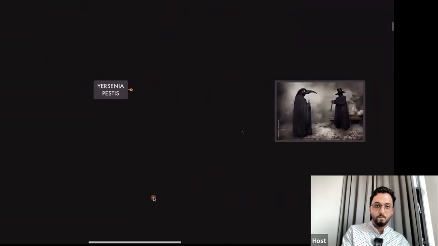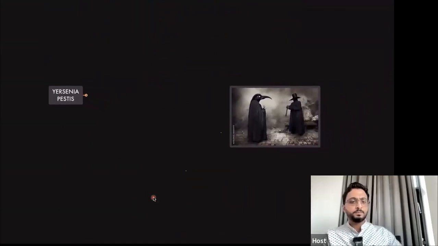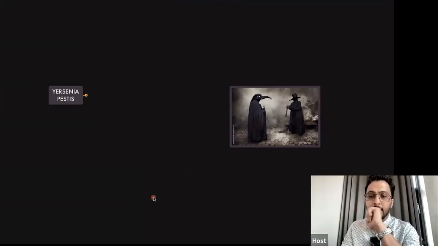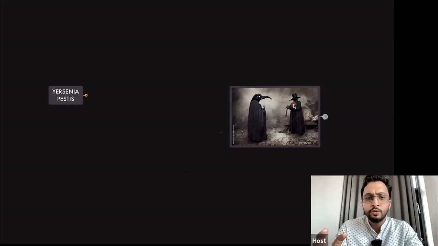Now coming to the next disease, Yersinia pestis. Can you make out what is being shown there in the image? Anyone? It's called the black death. Black death, and the other name is plague. So Yersinia pestis, like I told you, if you hear Pseudomonas aeruginosa, you should think of hospital and lungs. Similarly, for Yersinia pestis, you should think of plague, black death, a very dangerous problem.